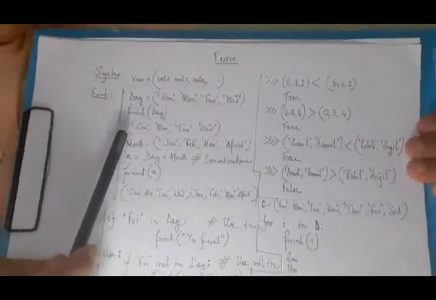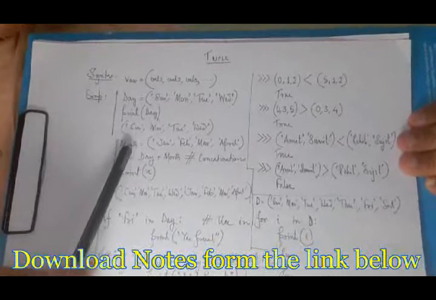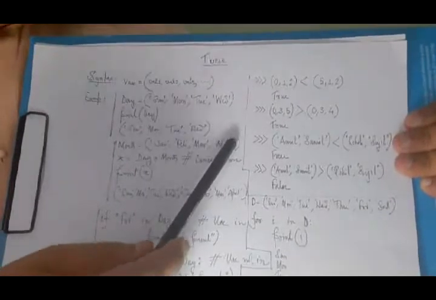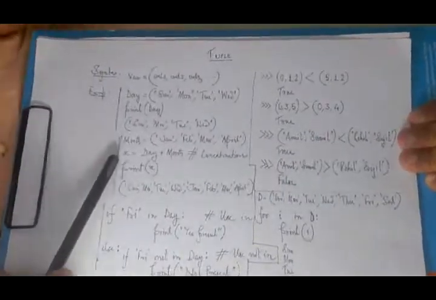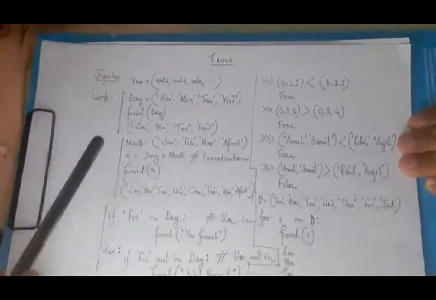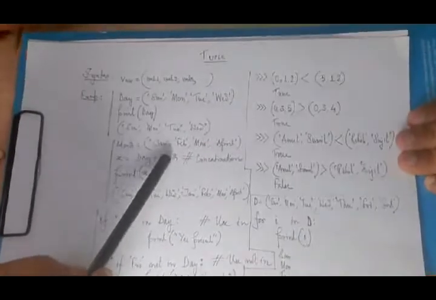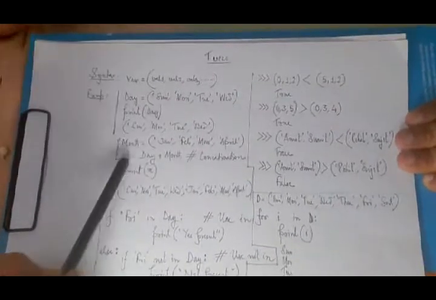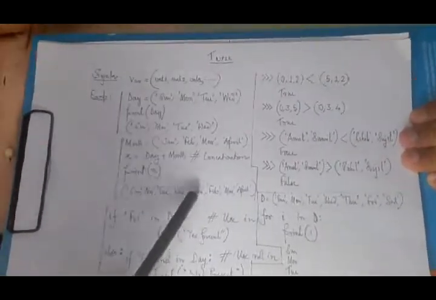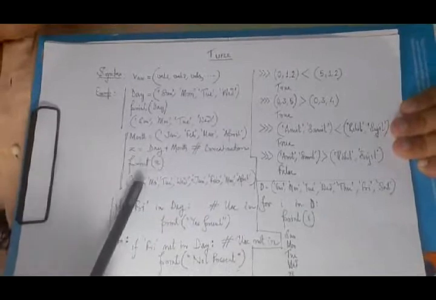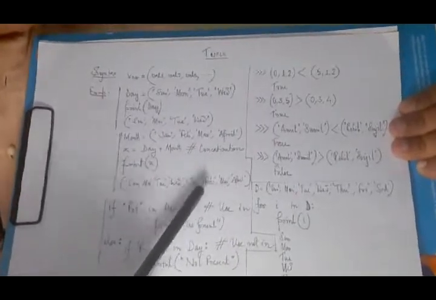Say another tuple, say month is equal to January, Feb, March, April under quotation. Now you can concatenate the values of days and months. See, day plus month goes to X, and if you print X, first the values of day followed by the values of month will be printed together. So Sunday, Monday, Tuesday, Wednesday, January, February, March and April.